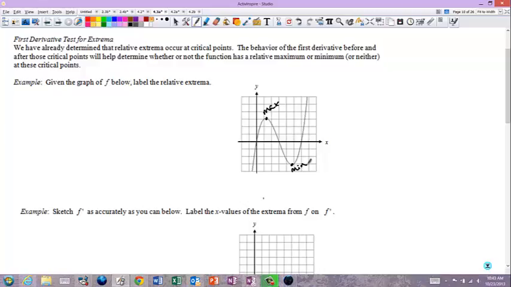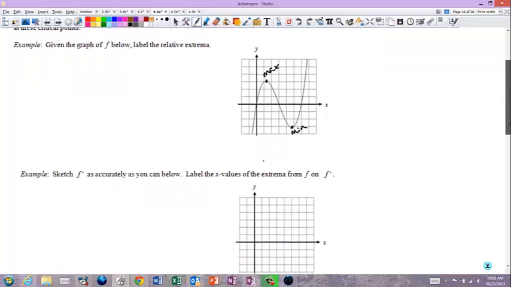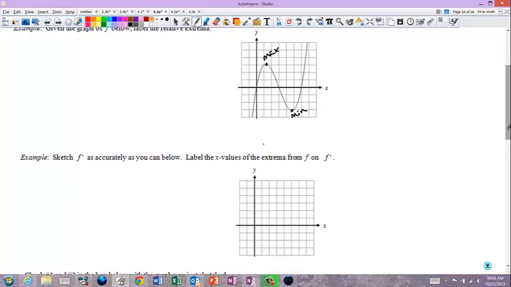It says, sketch f prime as accurately as you can below. Label the x values of the extrema from f and f prime. Well, the graph is increasing, so it's positive here, negative, positive. And you have zeros, horizontal tangent lines, at wherever that is. Let's just drop it down. It's about 1.2.